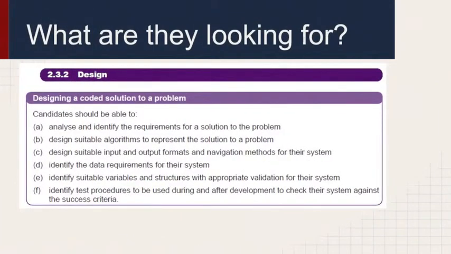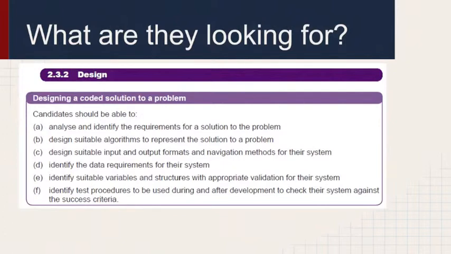Design. Now, this actually needs to be a kind of section in your write-up, if you like. So in your design section, you need to analyse and identify the requirements for a solution to the problem. So when you read the task, you need to analyse the task, identify what the question is actually asking you to do. You need to design suitable algorithms to represent the solution to a problem, and write them down in pseudocode or a flowchart. You need to design suitable output and input formats and navigation methods for your system.